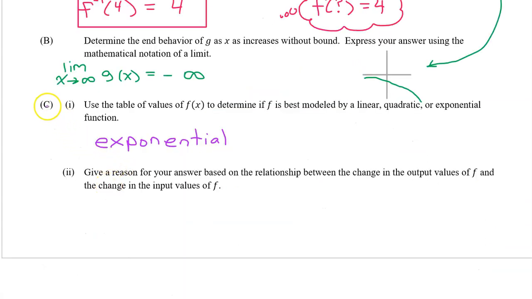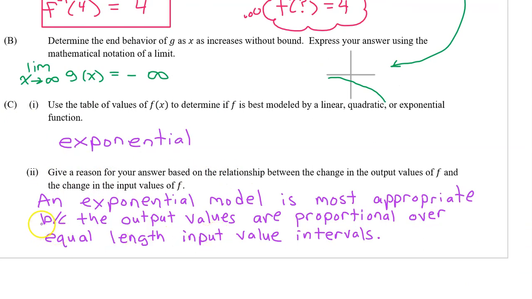And then for C2, we need to give a reason for our answer. I need you to use your College Board vocabulary, so your answer should be the same as mine, almost word for word. An exponential model is most appropriate because the output values are proportional over equal length input value intervals.